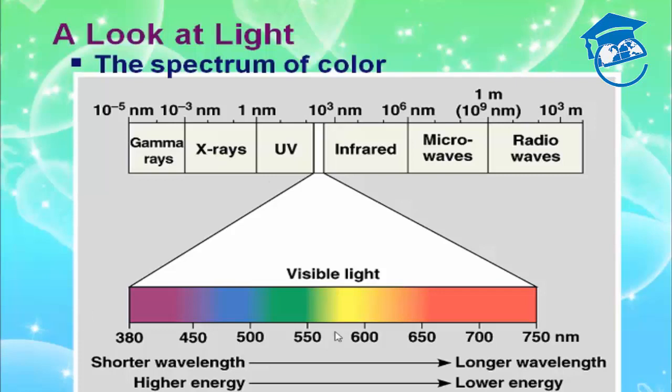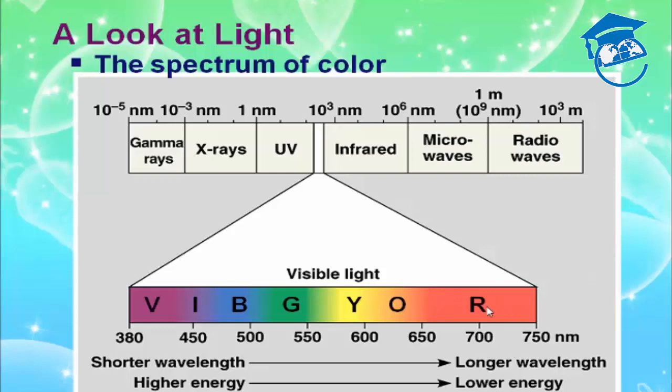So this is your spectrum of color: gamma rays, X-rays, UV, infrared, microwaves, radio waves. And this is the visible light region. This starts from 380 or 400 nanometers to 750 nanometers. This is the shorter wavelength and higher energy. And this is the violet portion, and this is red. It has a longer wavelength and lower energy. Students, this is red, O, that is orange, yellow, green, blue, I, that is indigo, and V means violet, students.